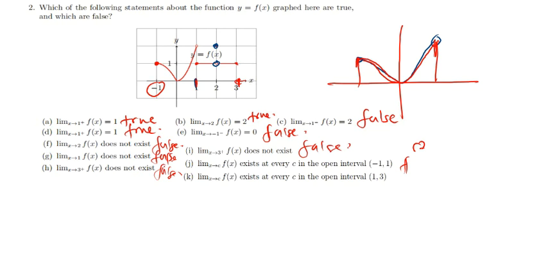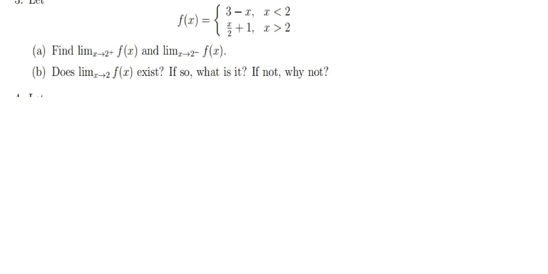So that is it for part 2. Now let's go to question 3, which says let f of x be a piecewise function, then find the limit as x approaches 2 from the right side and the limit as x approaches 2 from the left side. This is right, this is left.